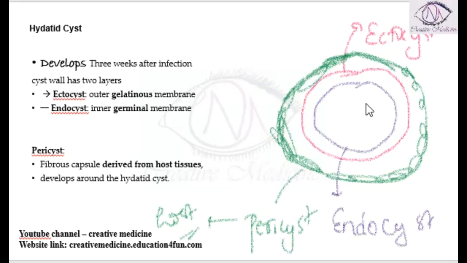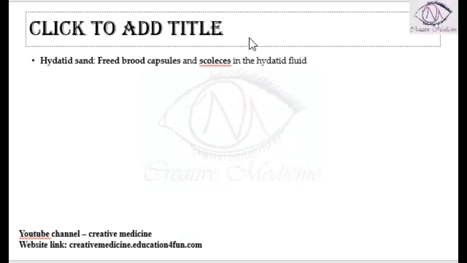Second, one more important thing is that inside this hydatid cyst you will see the presence of brood capsules, along with hydatid fluid. So these brood capsules or scolices which are present in the hydatid fluid are called hydatid sand.